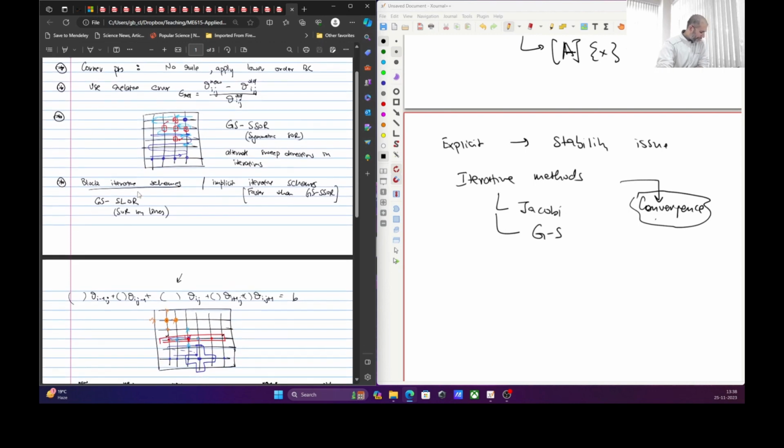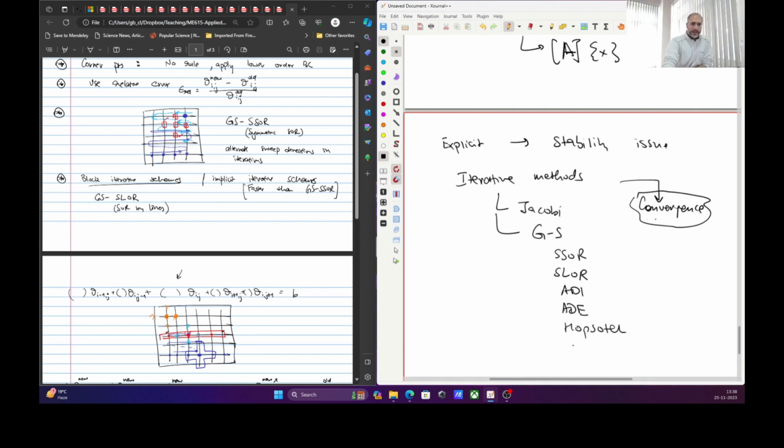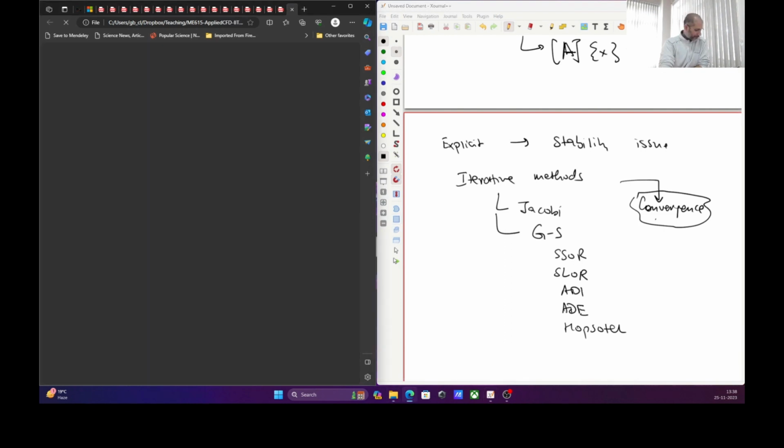Next, we talked about improving these methods. So we talked about symmetric SOR, SOR with lines, block iterative methods like ADI, alternating direction implicit. I'll not go into details of all these things, but they are just improvements in iterative methods. You can revise them yourself. Alternating direction explicit is what we talked about as well. We talked about something called a hopscotch method. So these were methods that were discussed.